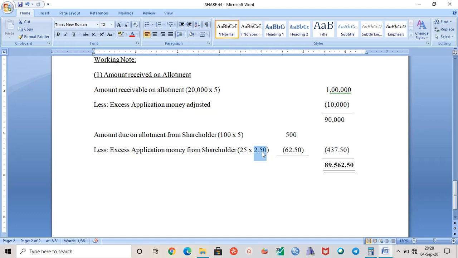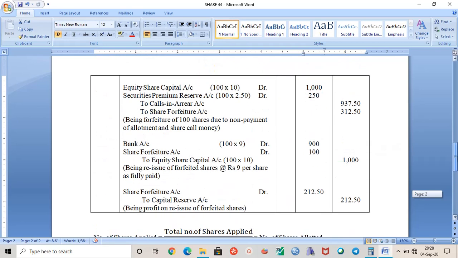Sometimes you make the mistake here by writing allotment money only. Don't make this mistake; presence of mind should be there. Allotment money is rupees 5 per share, whereas application money was 2.50 per share. So excess application money received from that shareholder on 25 shares is 25 into 2.50, which is 62.50. So 500 minus 62.50 will be 437.50. This is your actual calls in arrear, and 89,562.50 is the amount of money that you will receive at the time of allotment.